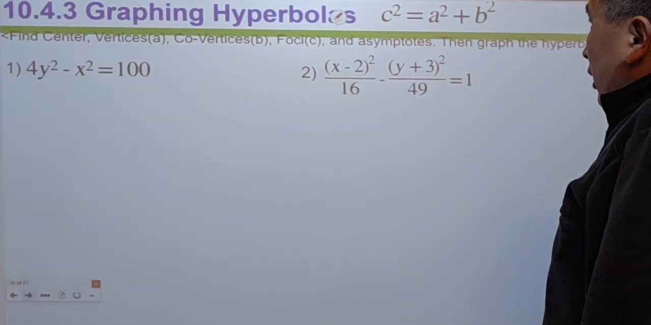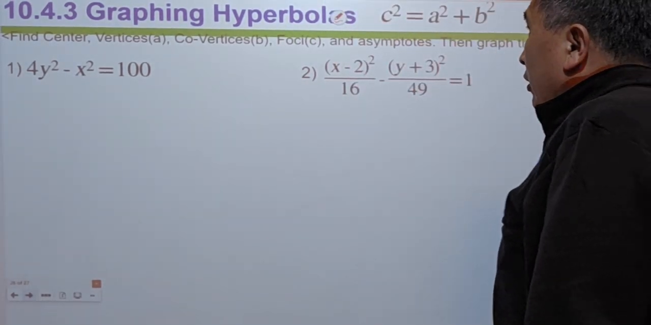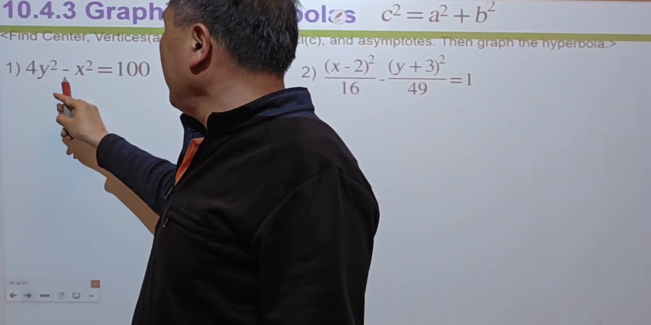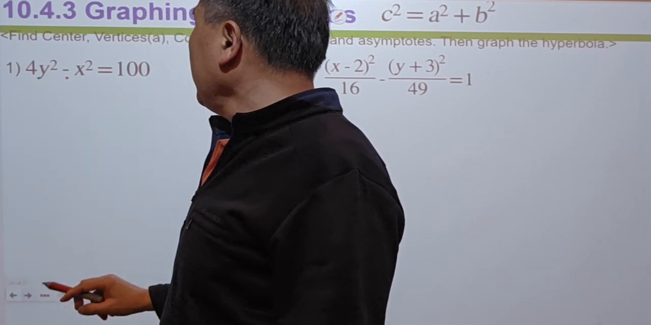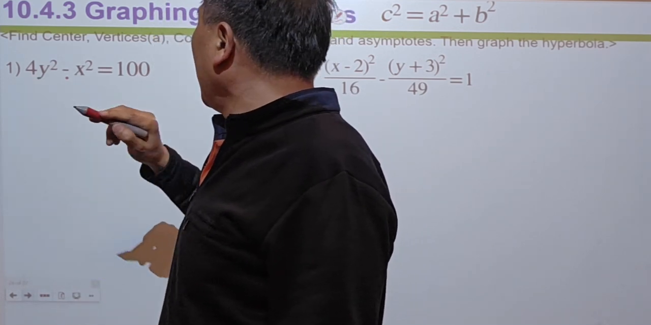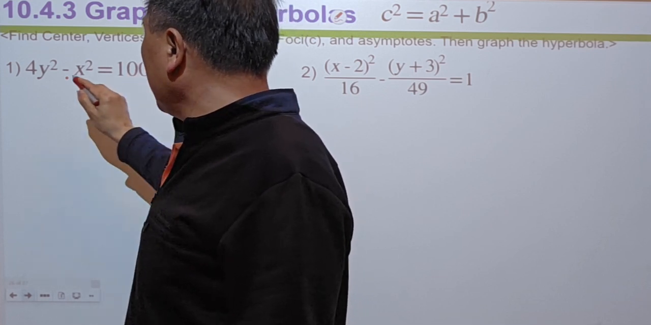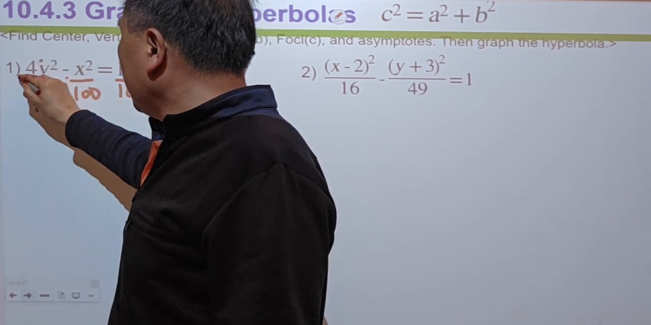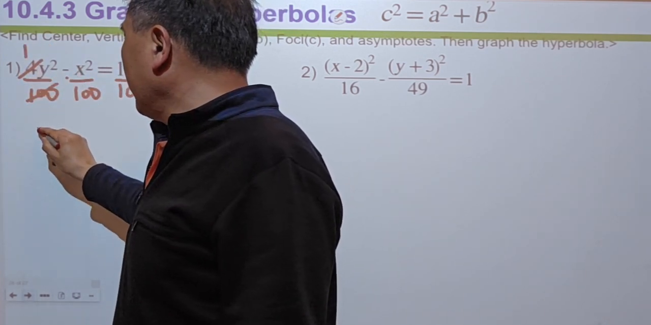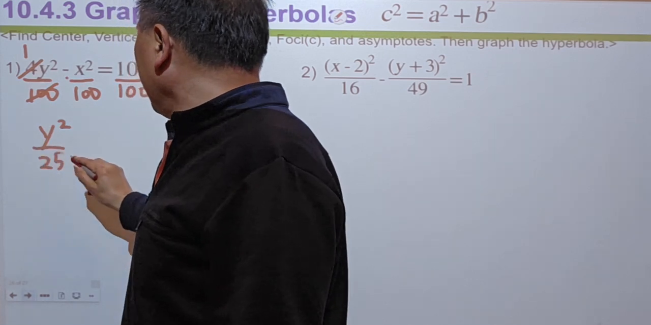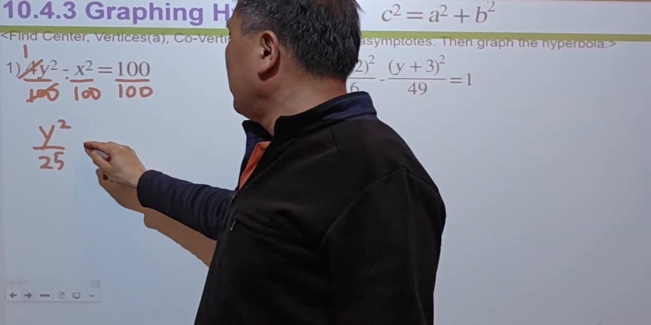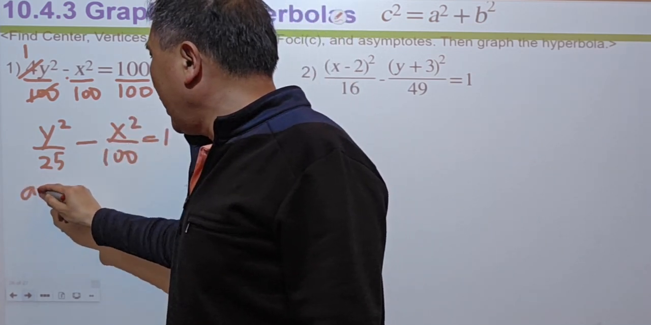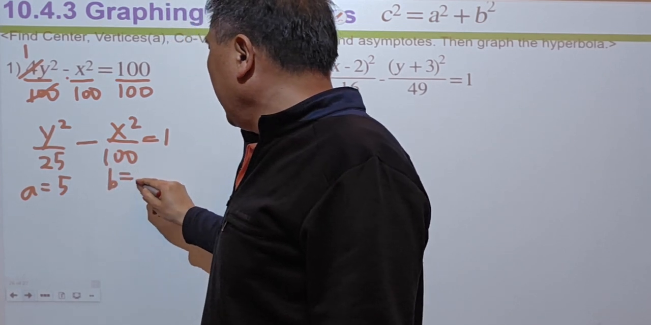Now let's find the center, vertices, foci, and asymptotes. The coefficients are different, and one sign is positive, one negative, so this is a hyperbola. Make the right side equal 1 to find a and b. So divide everywhere by 100. Then 100 over 100, and dividing by 1 and 4, that's 25. So y squared over 25 minus x squared over 100 equals 1. So a equals 5, b equals 10, right?